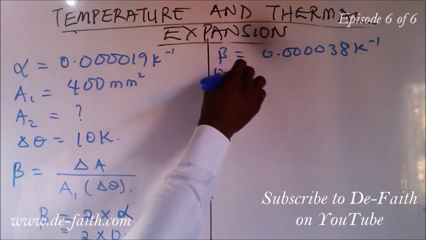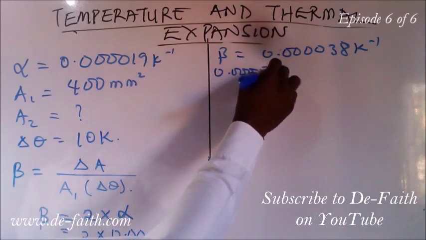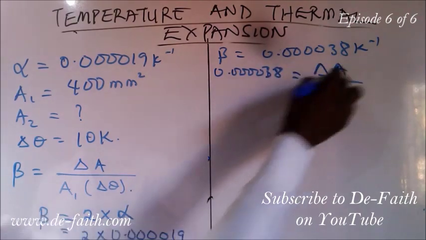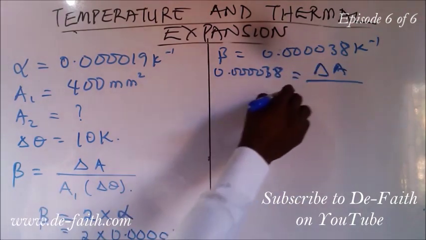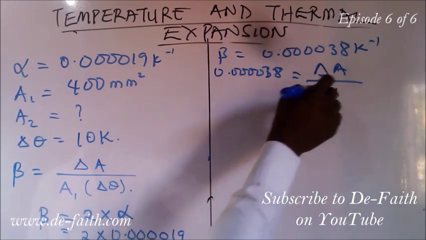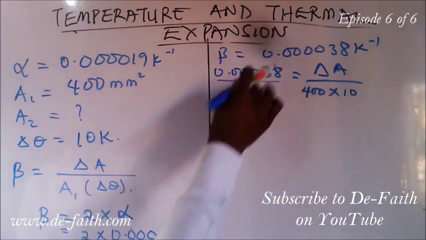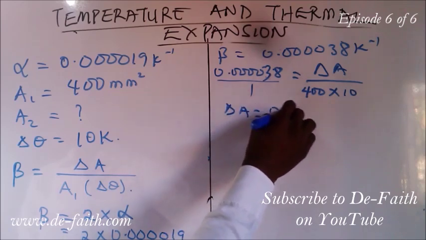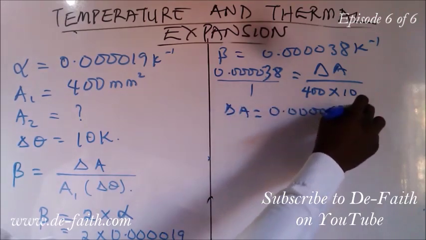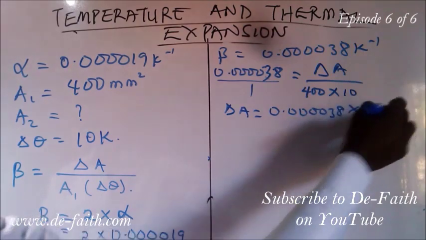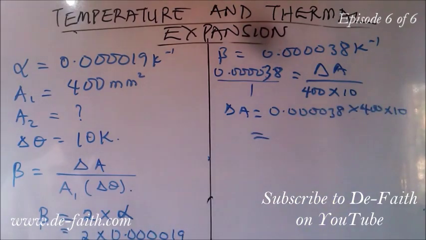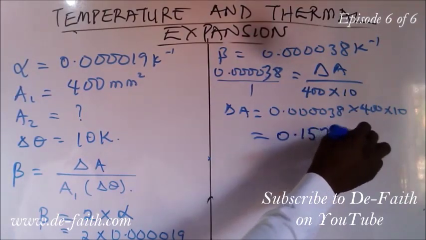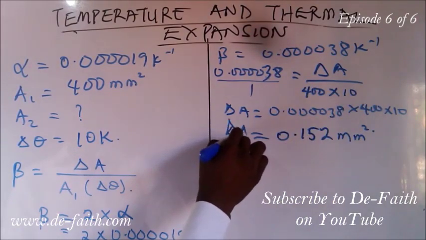So we replace that into this equation. So 0.000038 is equal to the change in area over our original area, which is 400, multiplied by the temperature change, which is 10. So we have it that our change in area is equal to 0.000038 multiplied by 400 times 10, and that will leave us with 0.152 millimeter square. So here is the change in area.